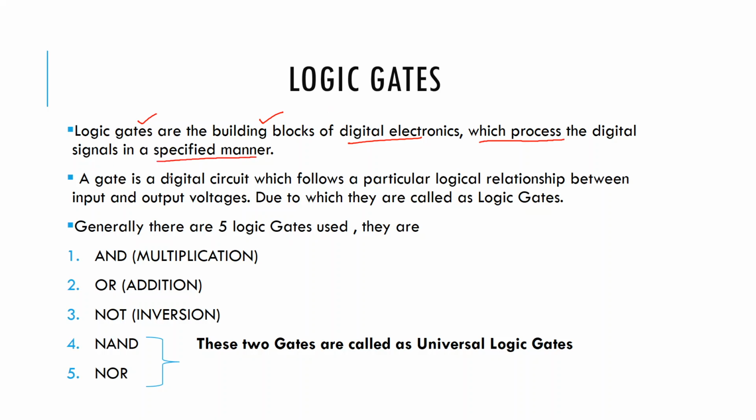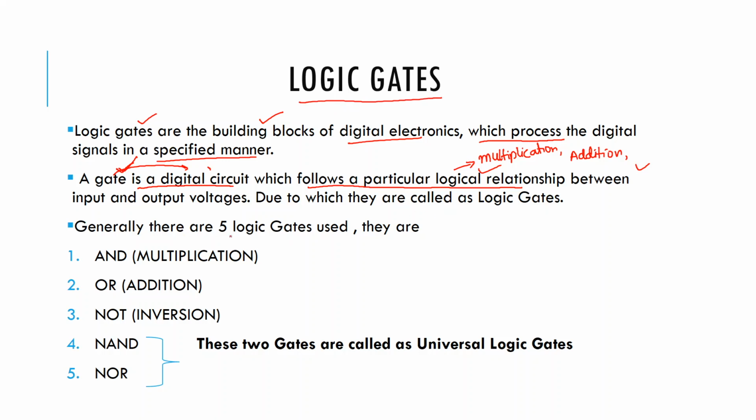And further, what is a gate? A gate is a digital circuit which follows a particular logical relation. This logical relation could be for multiplication, or for addition, or it could be subtraction, division. It can be anything. For performing this logical relation, we require a digital circuit which is obtained by using a gate. That is how we got the name logic gates.